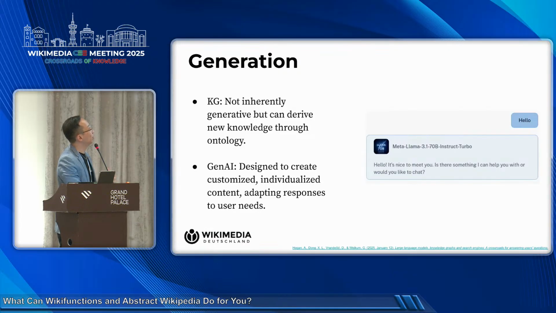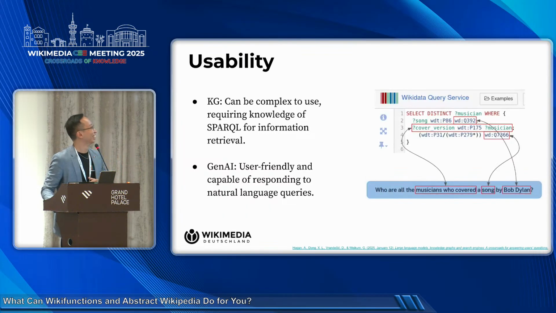Generation. Knowledge graph is not inherently generative, but can derive new knowledge through ontology. Whereas Gen AI is designed to create customized, individualized content, adapting responses to user needs. If you say hello, the Gen AI will respond to you nicely in a very friendly way that makes you feel like, oh wow, I'm being heard. It's interactive. Whereas for a knowledge graph, if you put in a SPARQL hello, probably not so fun responses. I mean, that is if you take the effort to learn SPARQL.